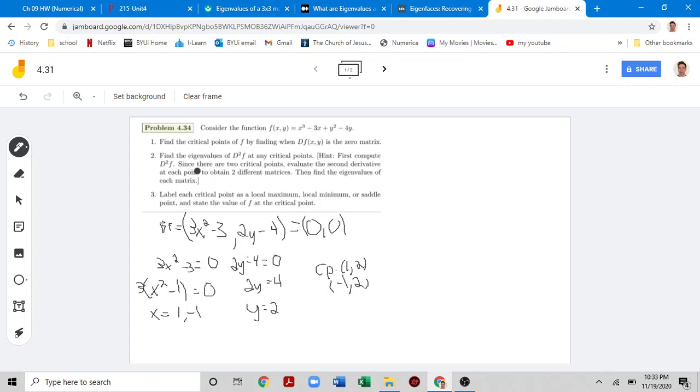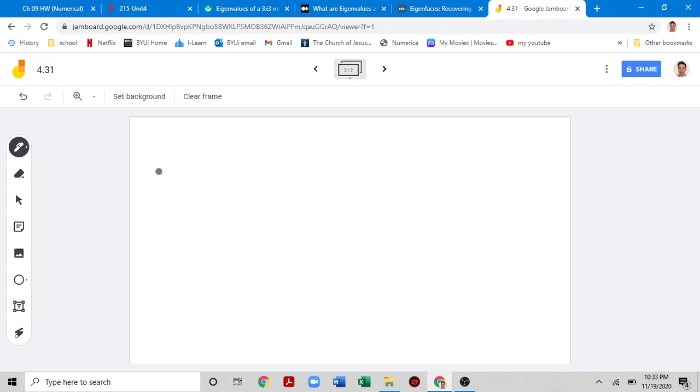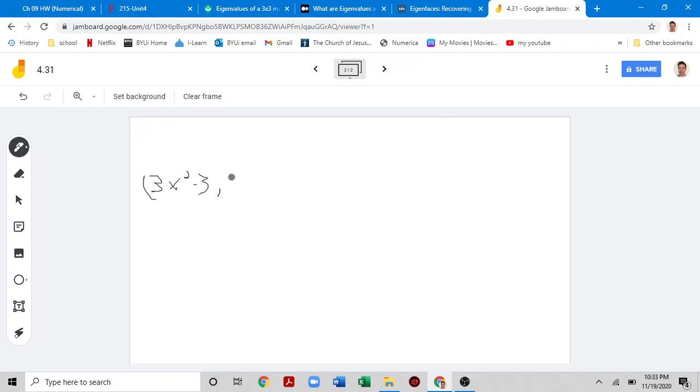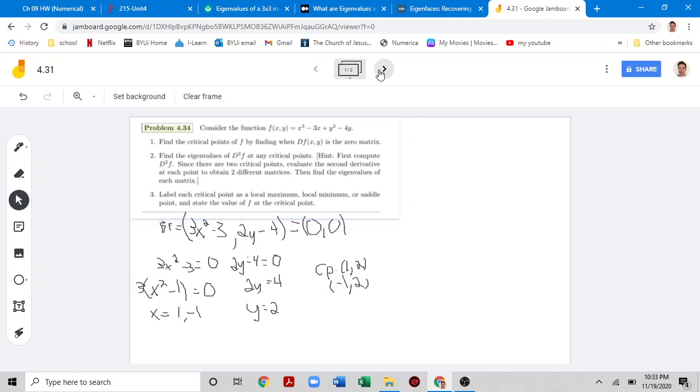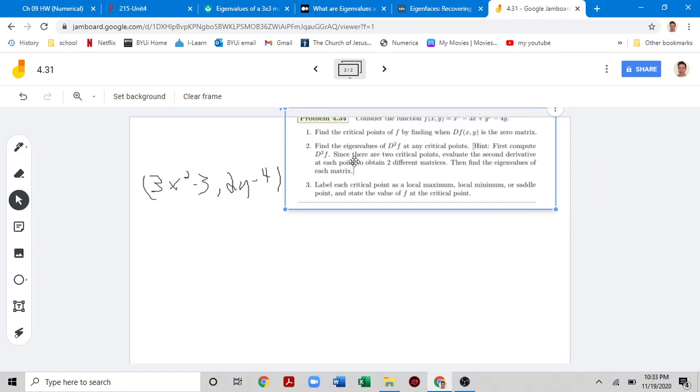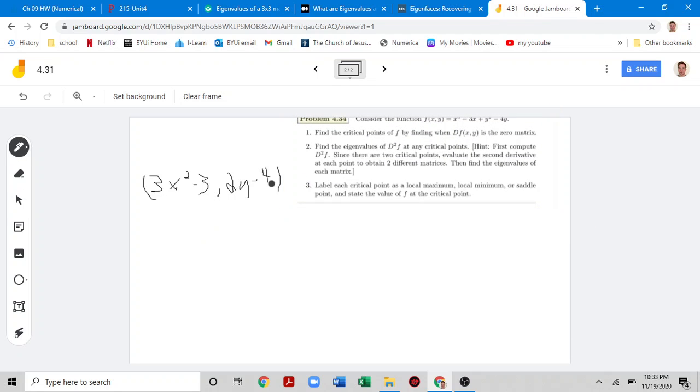And now, to solve for number 2, we need to remember to keep that gradient there. So 3x squared minus 3, and then 2y minus 4. Alright, cool. And that's going to be the gradient. So what we're going to want to do, let me bring this here. So now we've got to do the matrix kind of like we did in 4.31.